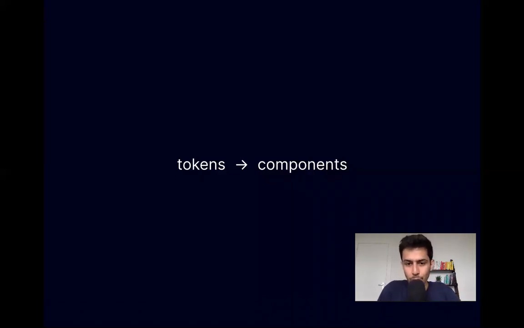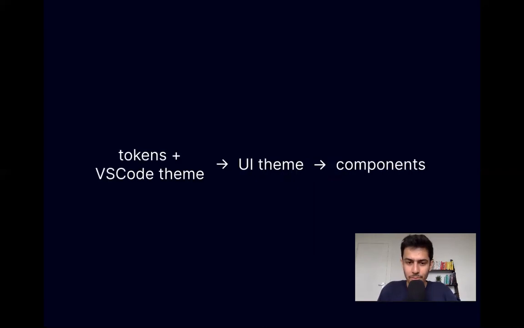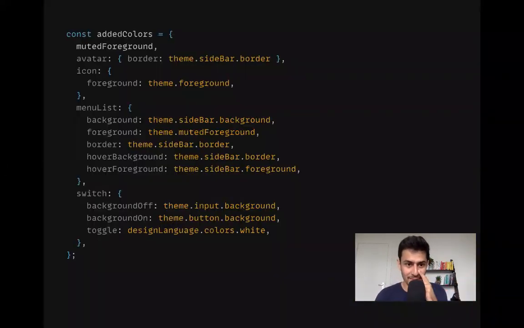So, earlier when I said tokens get translated into components, that's not the full story. What happens is tokens and a VS Code theme convert into a UI theme, which is fed to the components. So we basically run a function to get the current VS Code theme. We twist it around to get a UI theme, which looks like this. So for example, even with a VS Code theme, VS Code doesn't have everything. VS Code doesn't have avatars and switches that we have. And then we try to figure that out based on the current theme. So we take the current theme, we make another theme out of it. And this theme is really fed into the components.